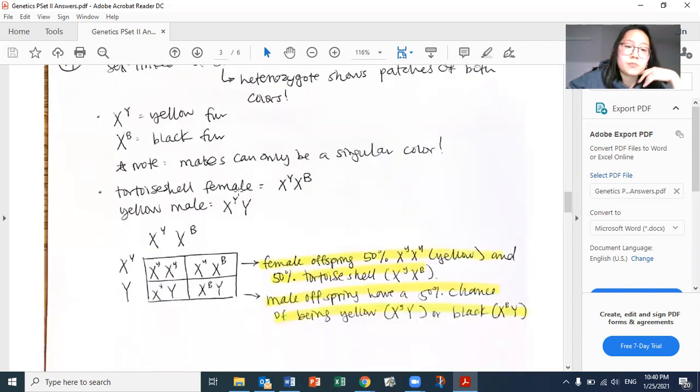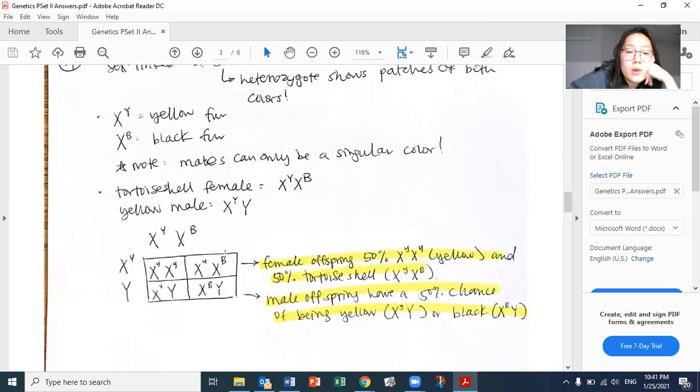So we have a tortoiseshell female, which means that she has both colors presenting in codominance. So that'd be X^Y X^B, and a yellow male, which would be X^Y and then a capital Y. So don't mix this up: the Y over here represents yellow and it's a superscript on the X chromosome. The capital Y over here as a base chromosome is just for the chromosome. Nothing is attached to it, because it's a separate chromosome. So we're going to do that cross for the Punnett square.